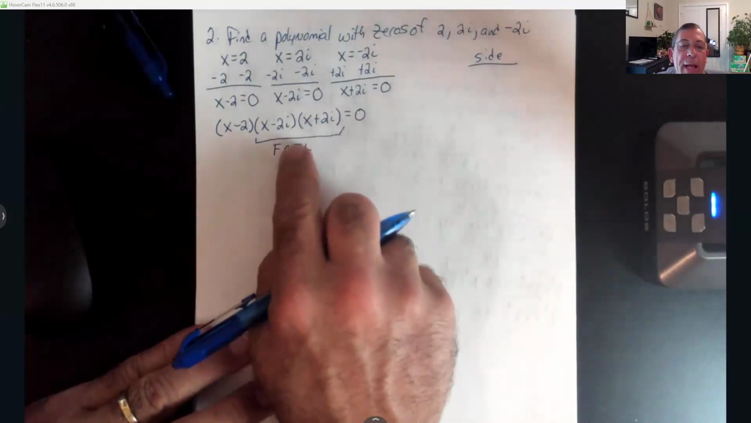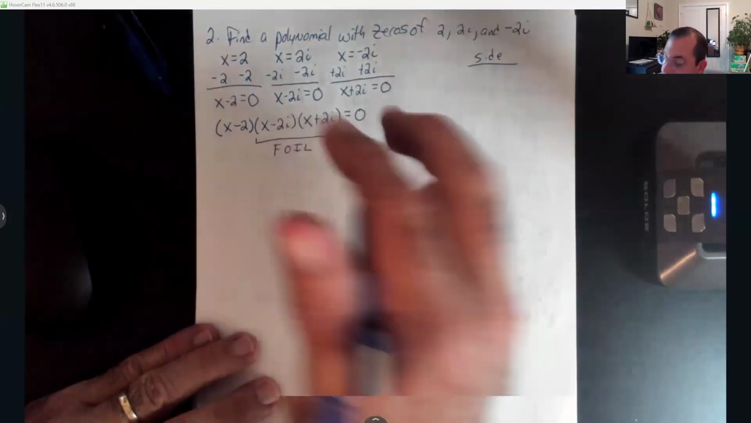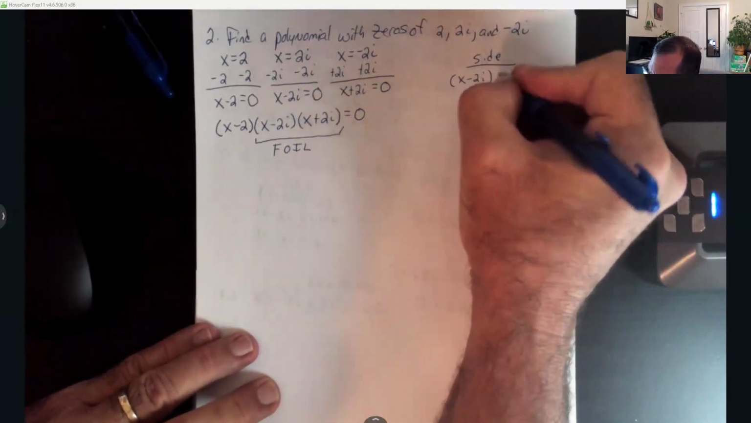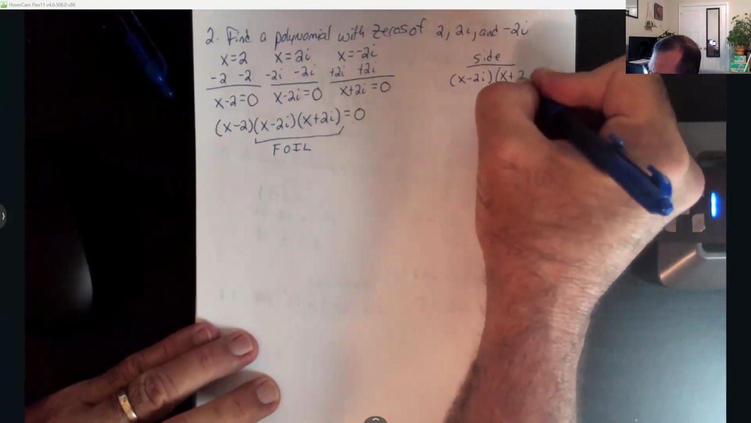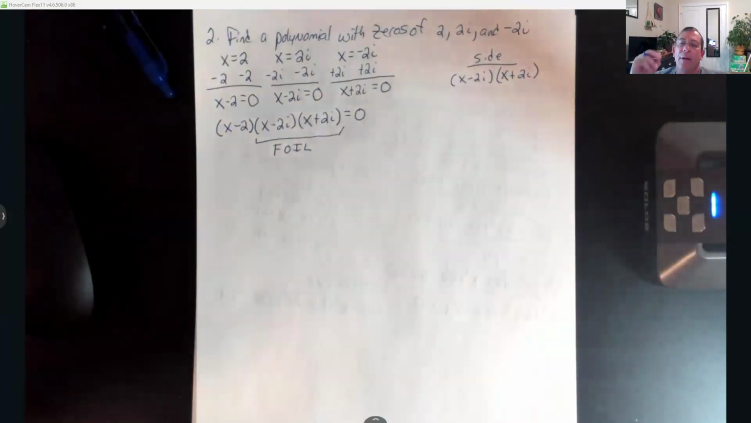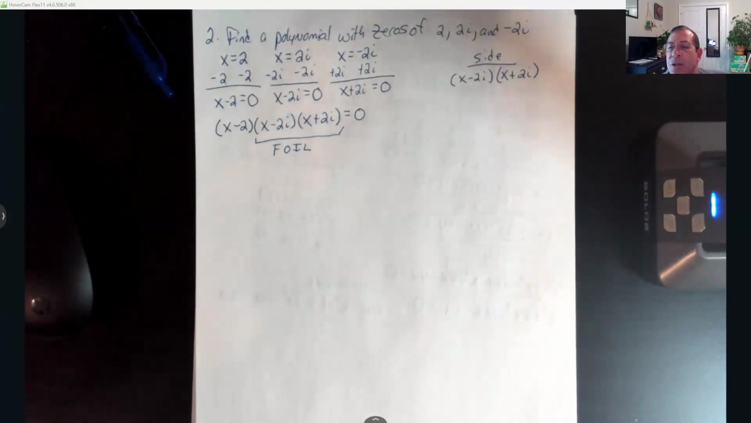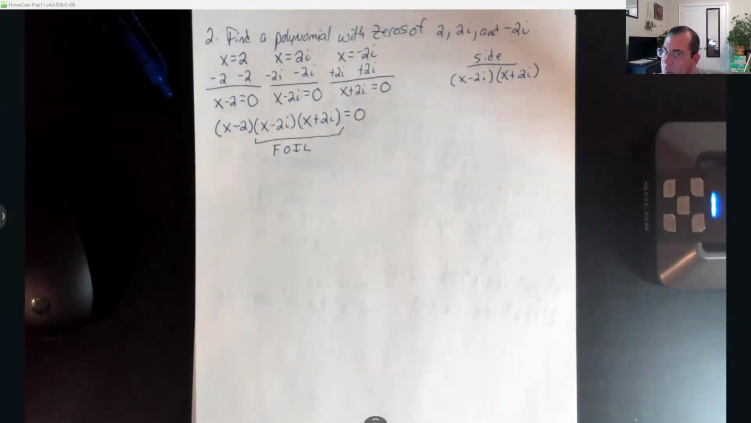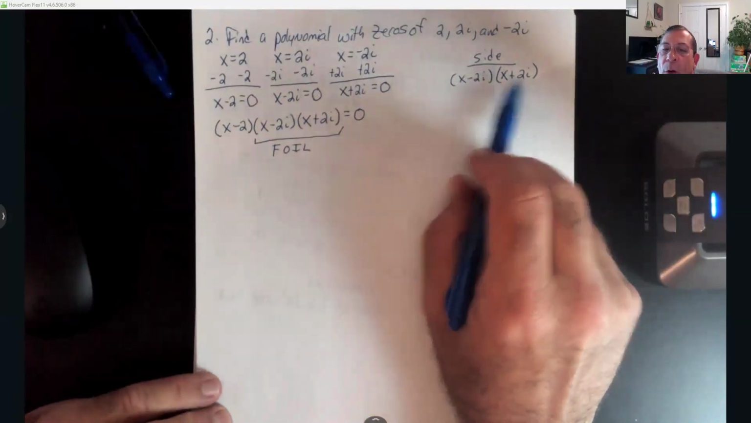So I want to show y'all what happens when you FOIL imaginary numbers. So y'all, I got x minus 2i times x plus 2i. Now here's the thing about conjugate pairs being multiplied with imaginary numbers. If they're conjugate pairs, then when you FOIL this, all the imaginary stuff will go away. Okay? So watch what I'm saying. So let's FOIL this out long way.